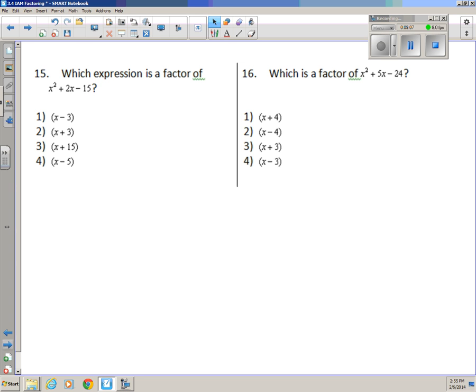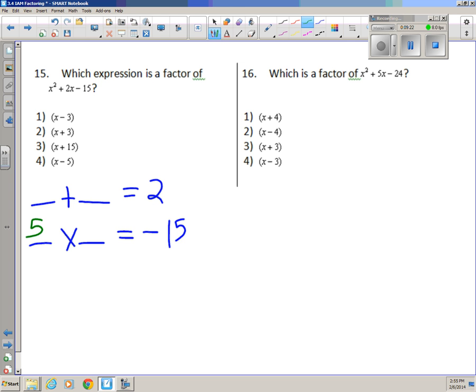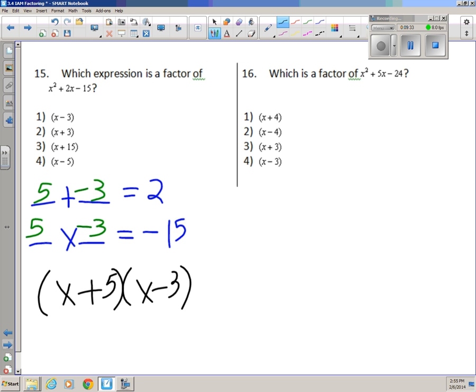Which expression is a factor of x squared plus 2x minus 15? A factor is which one's a parenthesis? I'm going to just work it out. I know that I have to add to 2 and multiply to negative 15. Signs are different. I'm going to do a positive 5 and a negative 3, which means my two parentheses are x plus 5, x minus 3. Oh, found it, x minus 3. These others wouldn't make any sense.